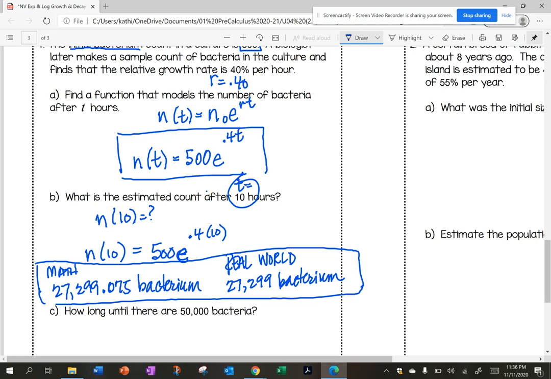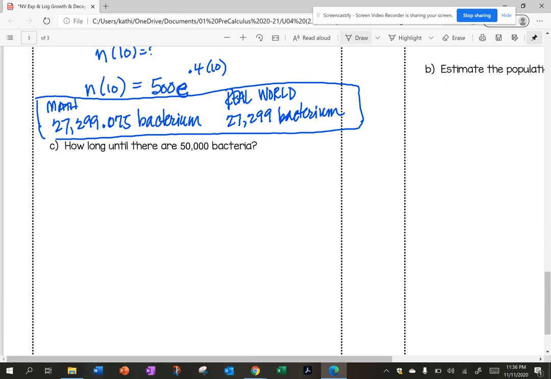Okay, next question. How long until there are 50,000 bacterium? So what is the time where N of t equals 50,000? So this is N of t. Okay, so my answer is 50,000 equals 500 e to the 0.4t.